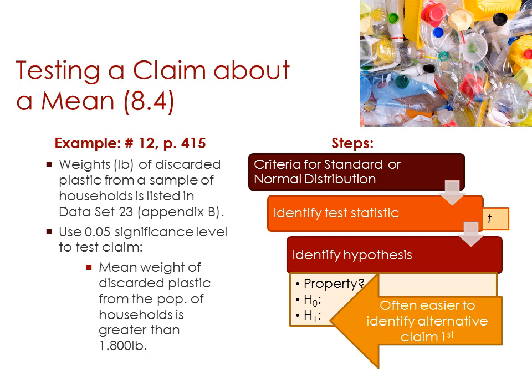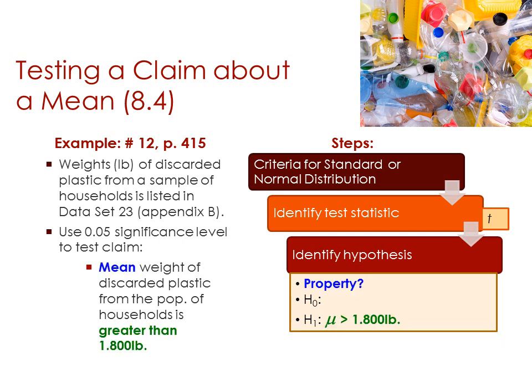So now we also need to go through and identify our claims. Now, I often find it easier to actually identify the alternative claim first, such as this example here, so my H1, because we can see that that's what's given to me here. So I'm solving for my mean, for my property, right? And then you can see down at the bottom it says that the challenging claim here is that it's greater than 1.800 pounds. So that becomes my alternative hypothesis, or my H1, okay? Mu greater than 1.800 pounds.